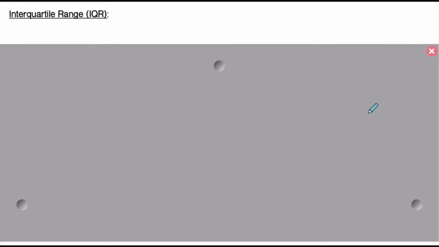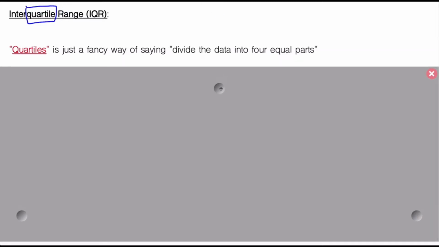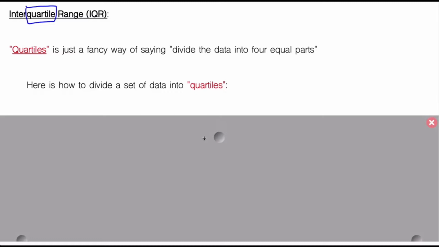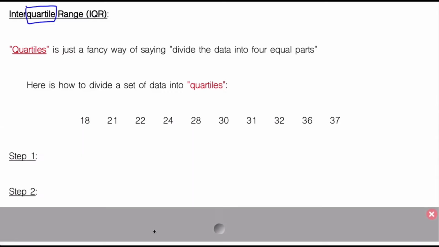The first thing I'm going to do to try to explain interquartile range is focus on one word in particular, and that is quartile. Quartile is just a fancy way of saying take your whole data set and divide it into 4 parts. Quartile, fourths. I'm going to show you how to divide a set of data into fourths.